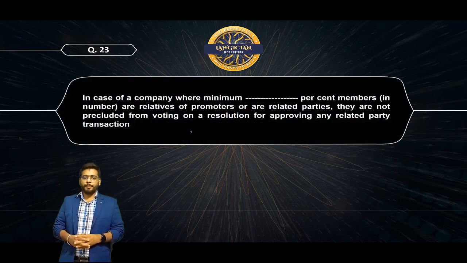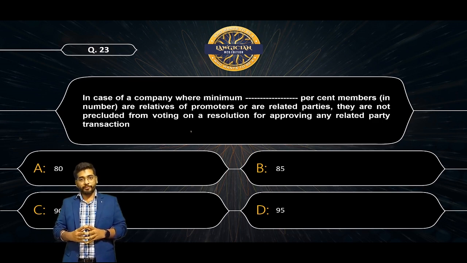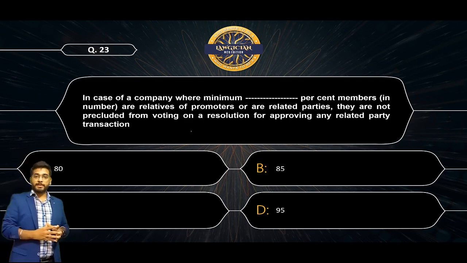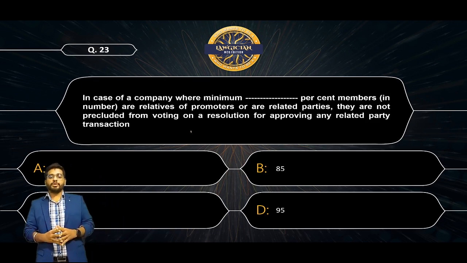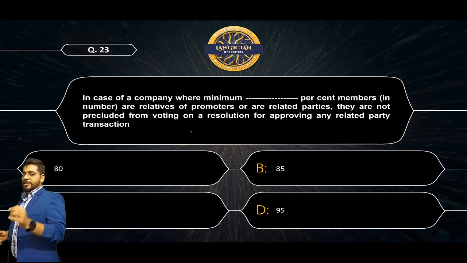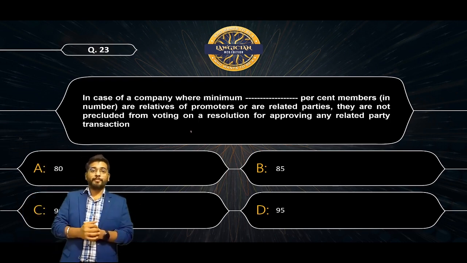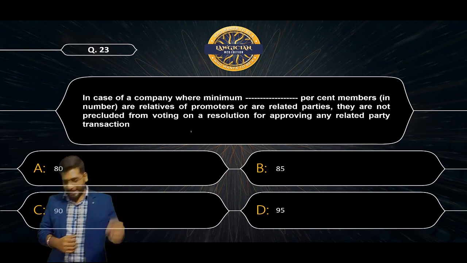23. In case of a company where the minimum dash percentage of the members in number are relatives of the promoters or are related parties, they are not precluded from voting on a resolution for approving any related party transaction. So you have to specify the percentage. This was an amendment. A hint I can give you: refer section 188, and the options are in front of you. Think, answer. Then I will explain after 30 seconds. Your time starts now.